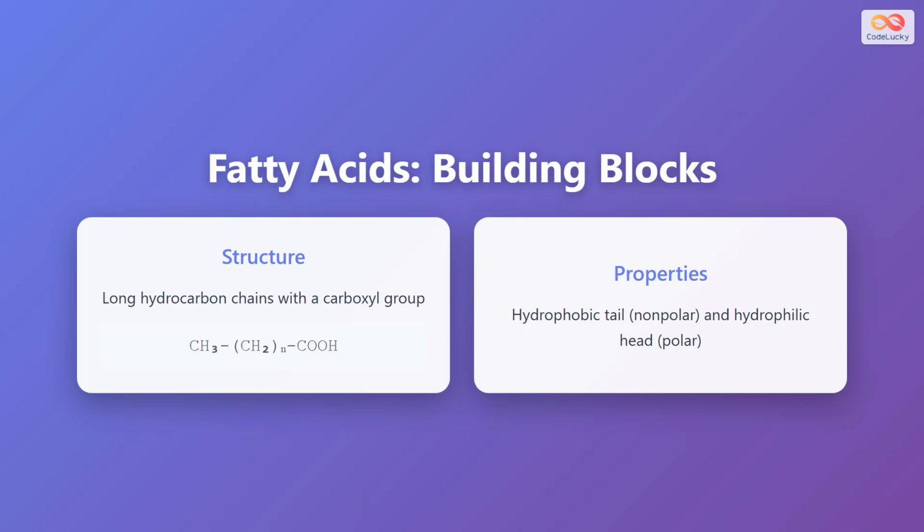Fatty acids are the fundamental building blocks of many lipids. Their structure consists of long hydrocarbon chains attached to a carboxyl group. The general formula can be represented as CH3, followed by a chain of CH2 groups, ending in COOH. This structure gives fatty acids unique properties. The long hydrocarbon tail is hydrophobic and nonpolar, while the carboxyl group at the end is hydrophilic and polar. This dual nature makes fatty acids amphipathic molecules.